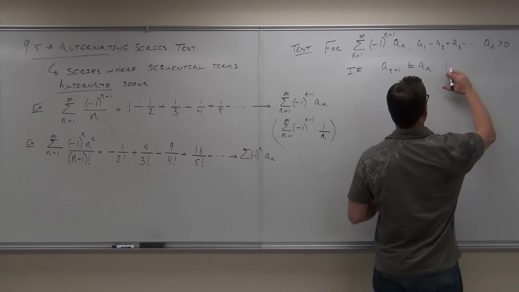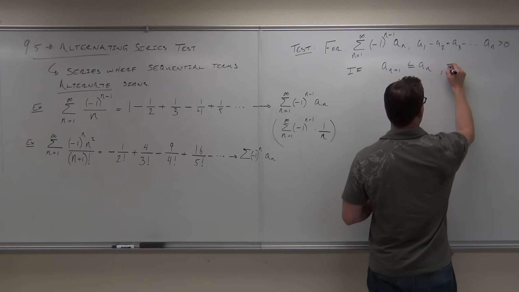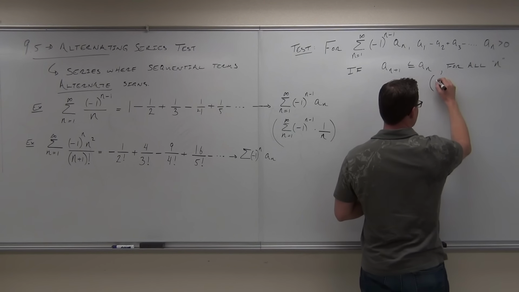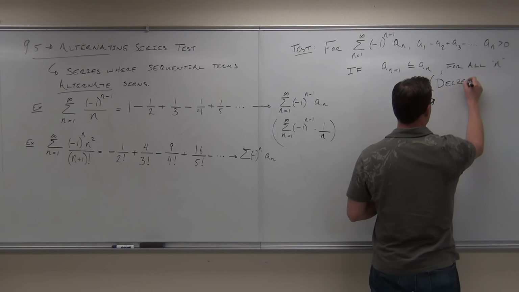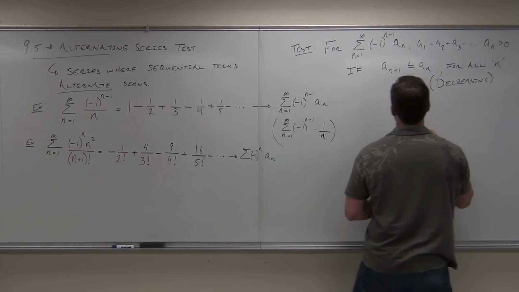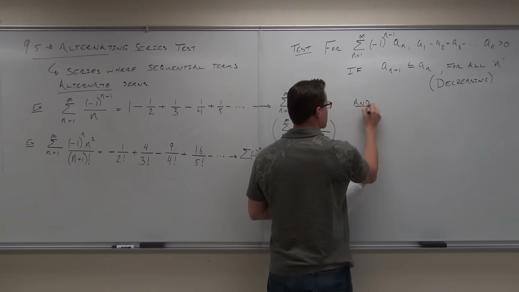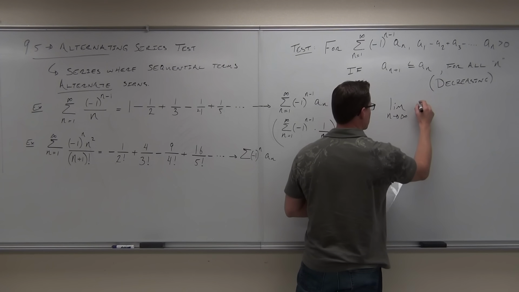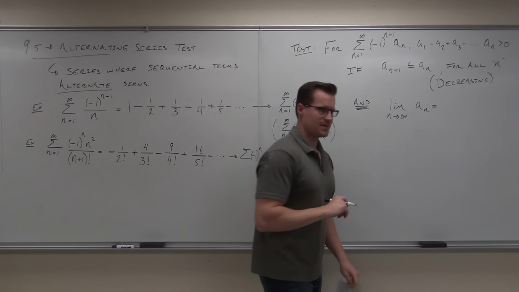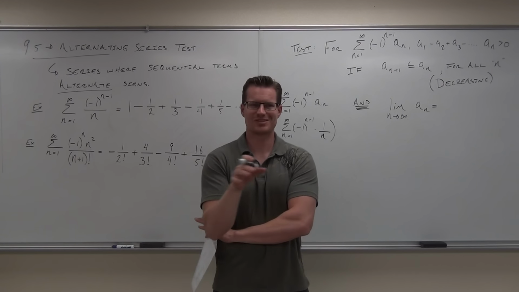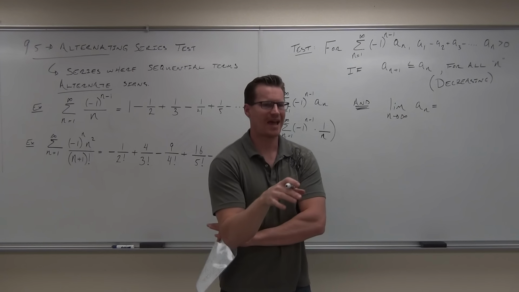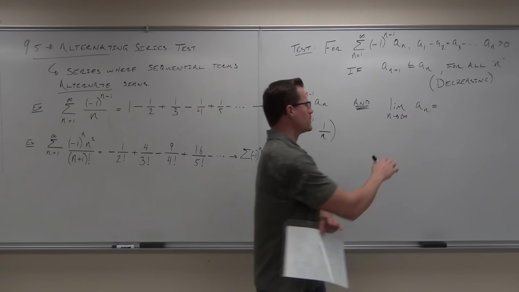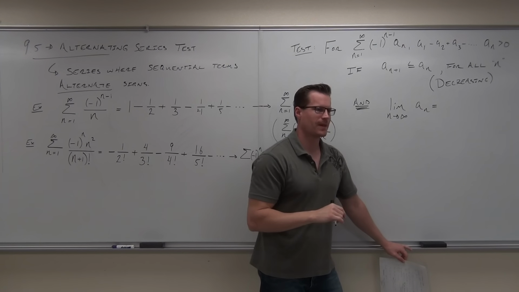So if this is true for all n, which means this is decreasing, and the limit as n approaches infinity is, oh, tell me something. This is gonna be good, right? This is usually the thing that I have you do the first part of every single series we ever do. I have you do this. What does this have to be? Do you think? 0. It's got to be 0.